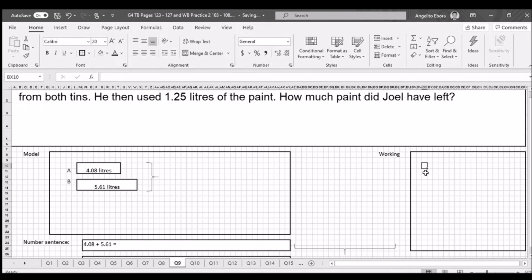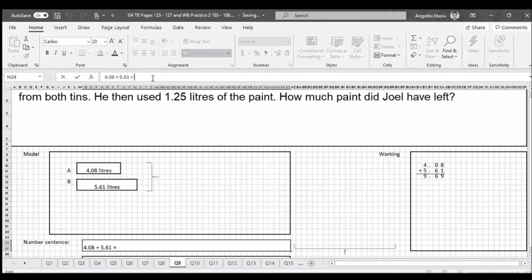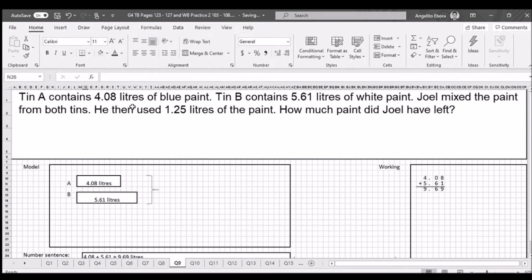Okay, so 4.08 plus 5.61. So 8 plus 1 is 9. Then this one is 6. Decimal, this one is 9. So 9.69 liters. So this is the amount of the paint from both tins.